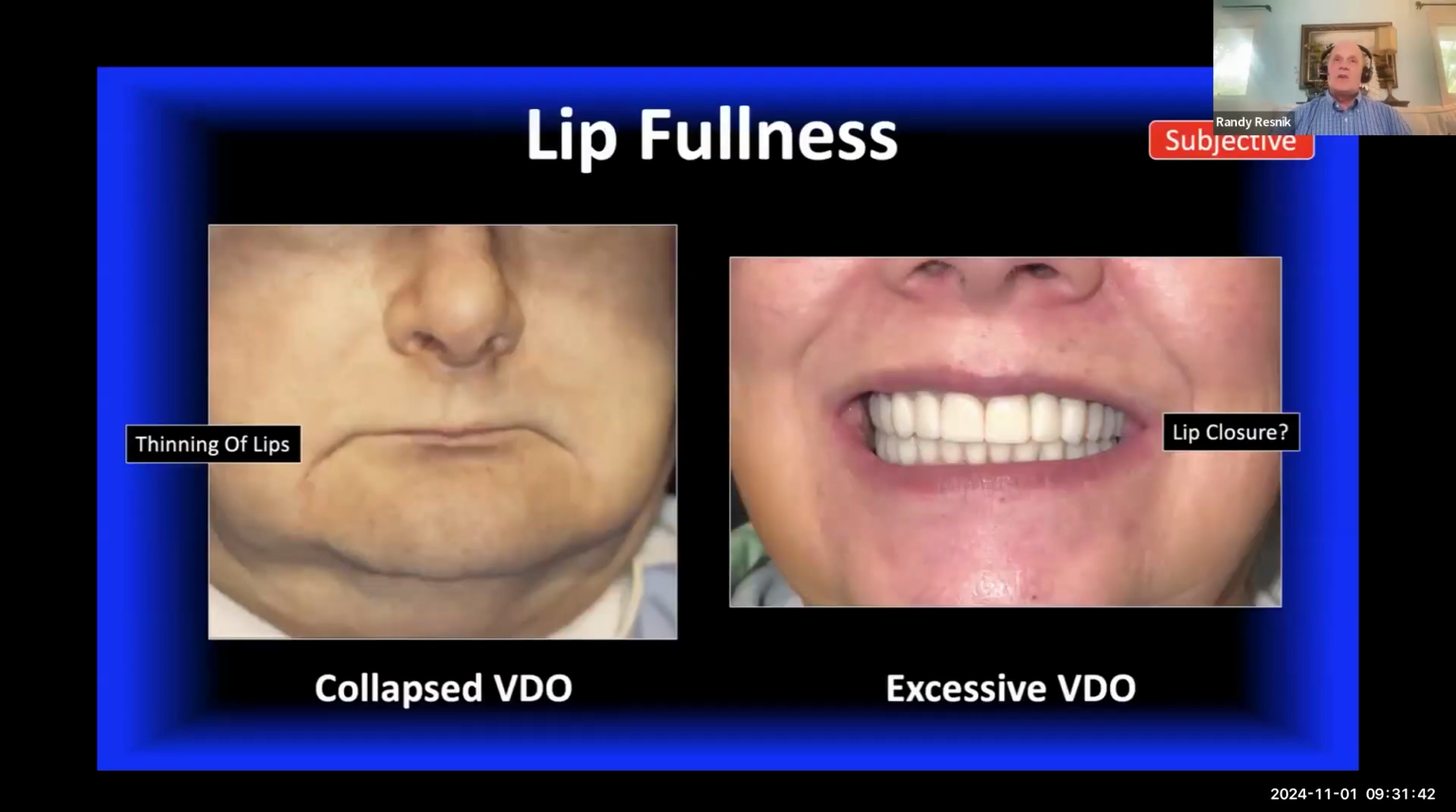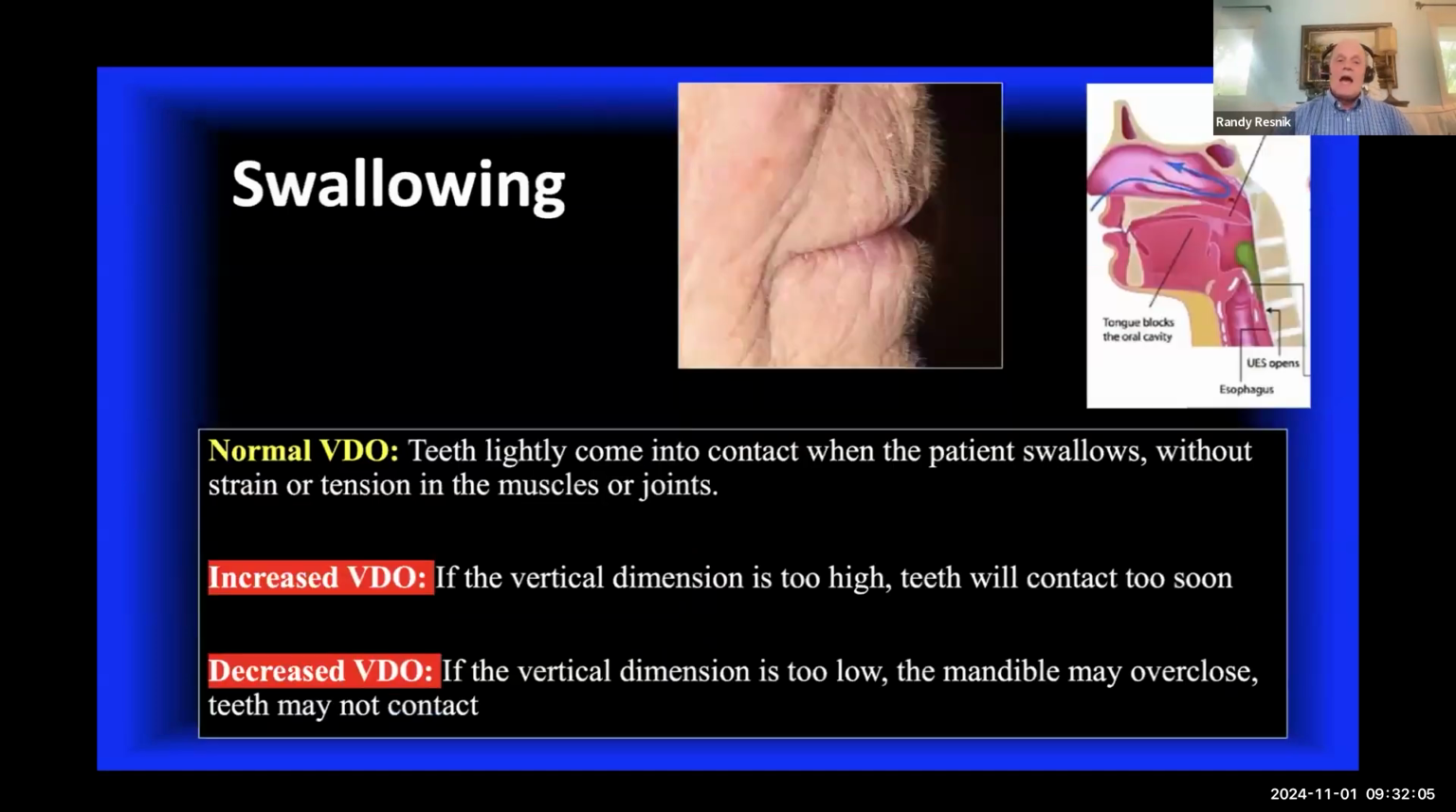Lip fullness. We know someone who has a collapsed vertical, they're going to have thinning of the lips. Sometimes you won't even see the lips. Or if a patient has excessive vertical, then they're not going to be able to actually even get their lips together because their vertical is so open that they have to strain their lip muscles just to get them to contact. So lips can be evaluated.